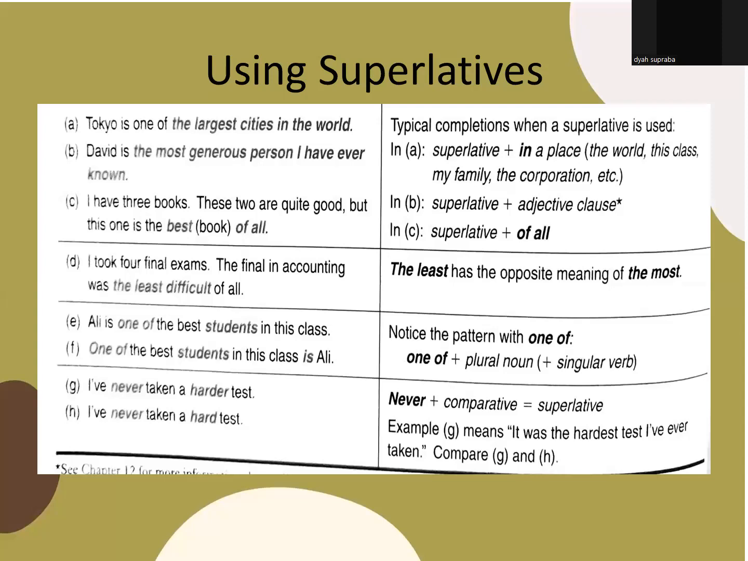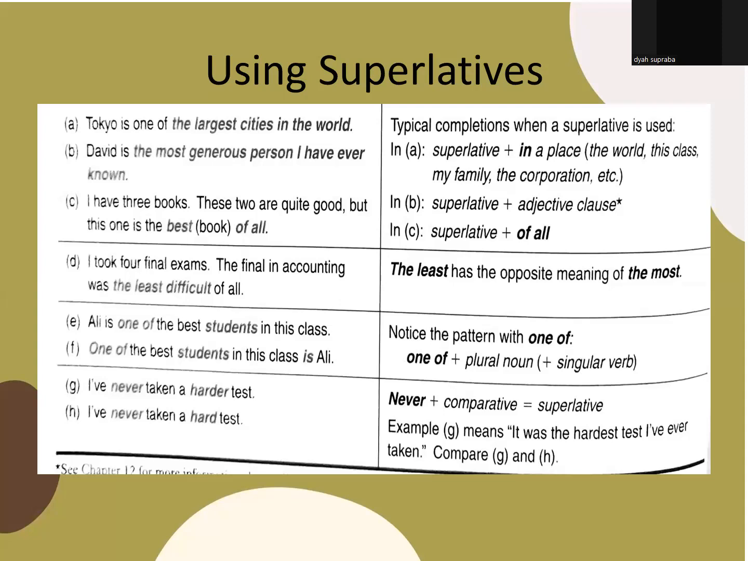Now we are going to see how to use superlative. Typical comparison when the superlative is used in A, superlative plus in a place. For example, in the world, in this class, in my family. Example A, Tokyo is one of the largest cities in the world.